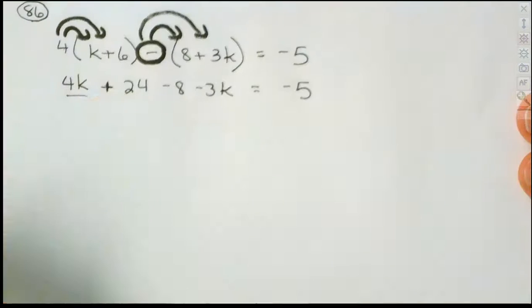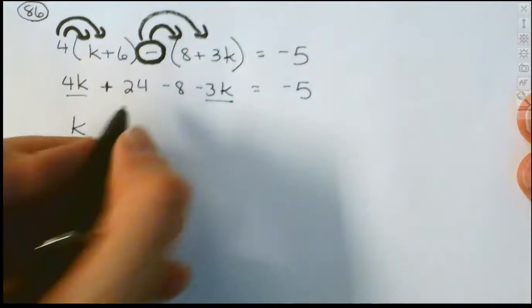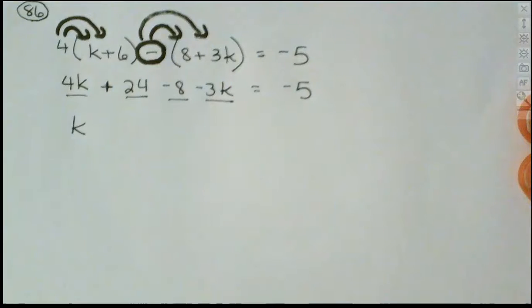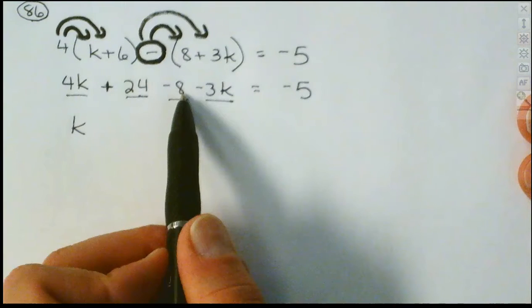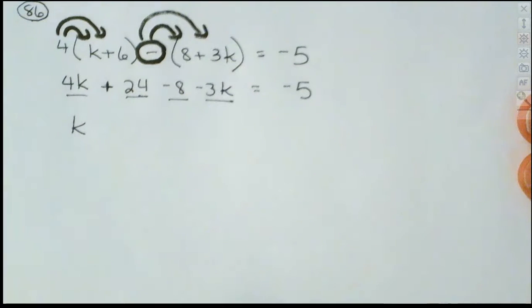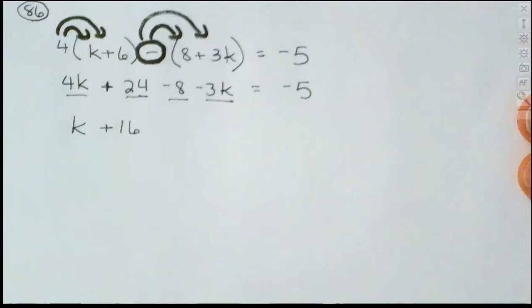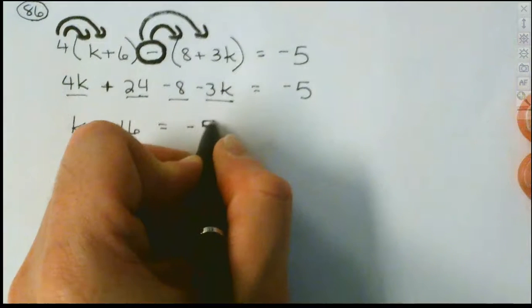So we've got a 4k and a minus 3k. Those are going to go together and make it a k. Then we've got a 24 and a negative 8. So 24 minus 8. Well, 24 is the bigger number. It's positive. 8's negative, so we subtract them. 24 minus 8 makes it a 16. So that's going to be k plus 16 on the left. On the right, we still have that minus 5.